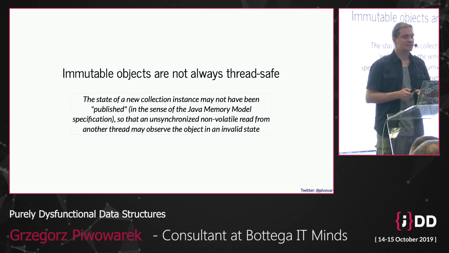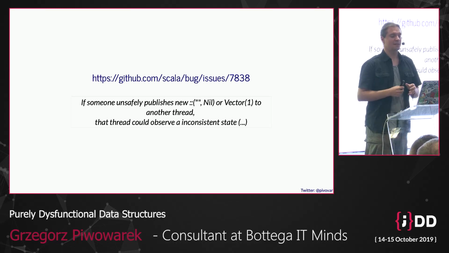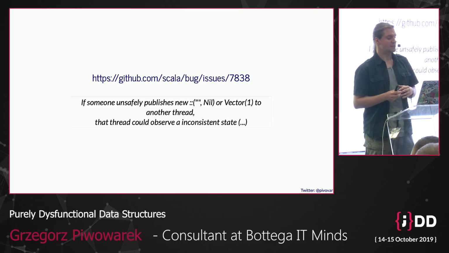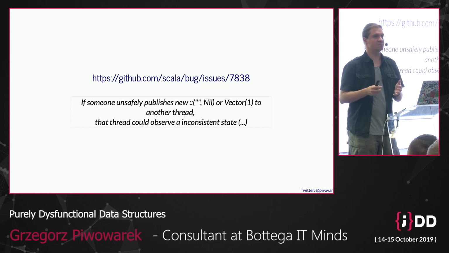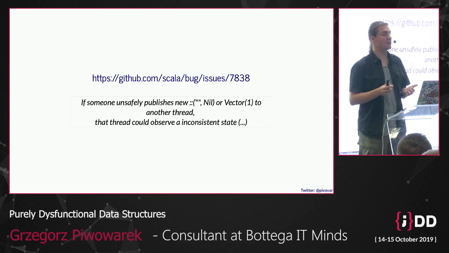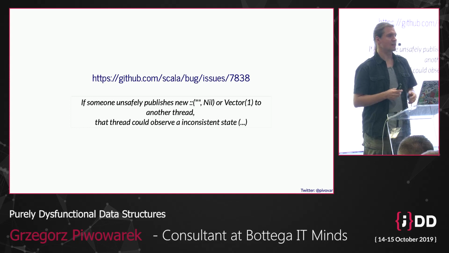And one of the classic examples is, I think, one of the Scala 2.11 bugs, where a new instance of a class or a vector could actually be perceived as being in an invalid state by another thread at the same time. There was a problem because one of the fields was mutable and non-volatile.